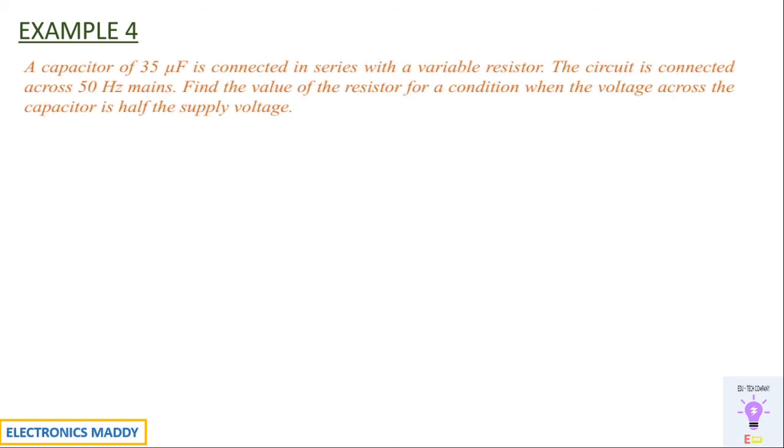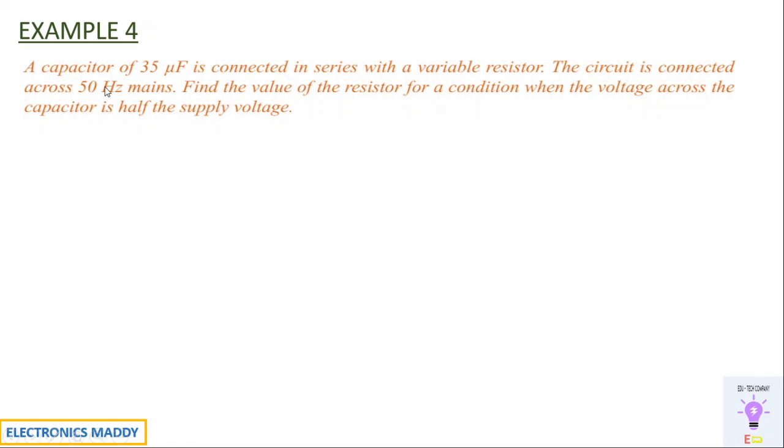So we are into our next example, that is example 4. A capacitor of 35 microfarad is connected in series with a variable resistor. So right at the first line of our problem, they have stated that C and R are connected in series. Although they have mentioned R is a variable resistor, but it doesn't mean it is not a resistor, isn't it? So C and R are connected in series, so it's a series RC circuit problem. That is the first observation that you have to make with respect to these type of problems.